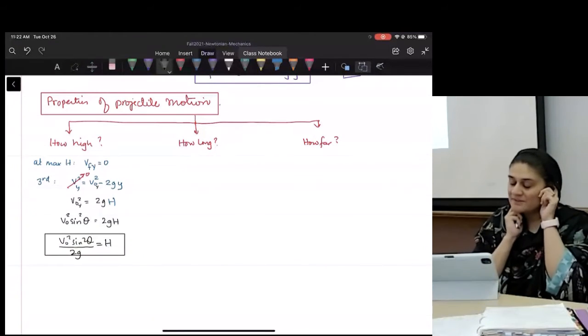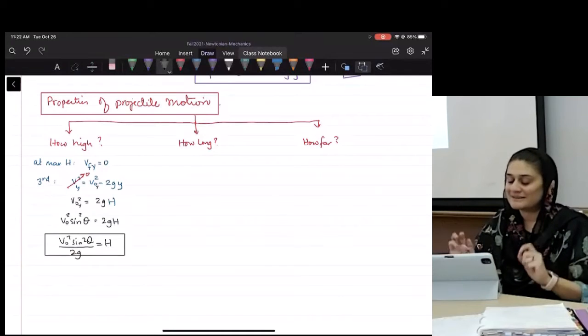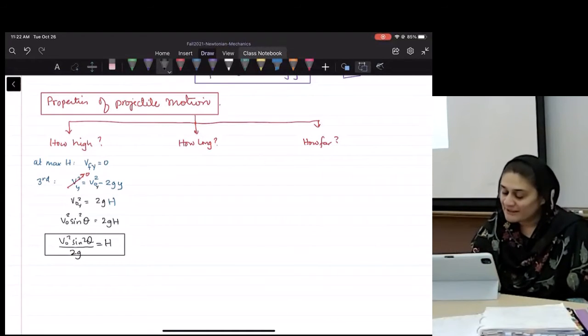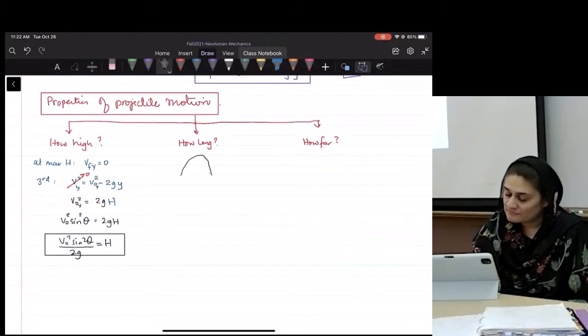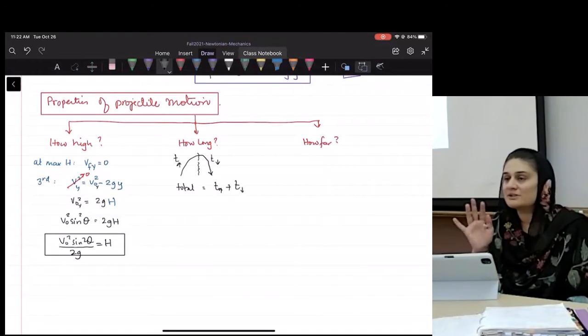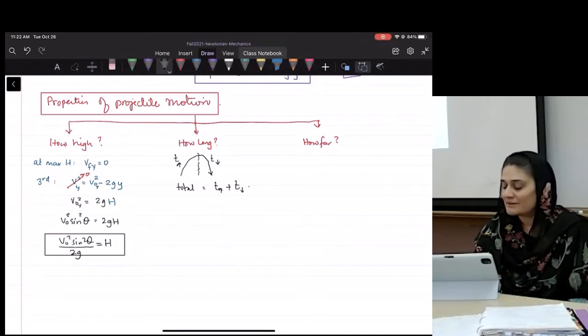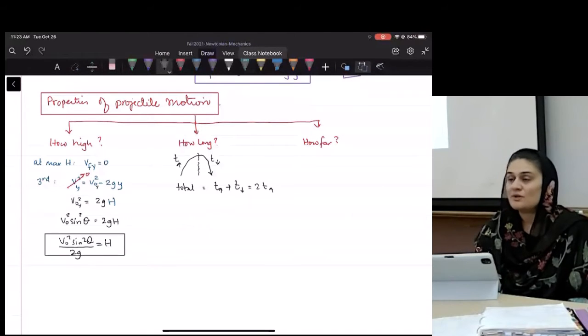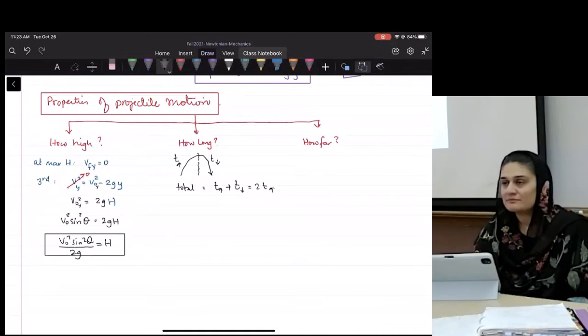Now, time to maximum height. How long does it take? Well, the projectile looks like this, right? So it goes up and then it comes down. So can I write this as time to go up and time to go down? Will they be the same? Yes. So the total time will be t up plus t down. Are they the same? Yes, provided I don't consider drag. So can I write this as 2t up? So I just have to know what time up is.